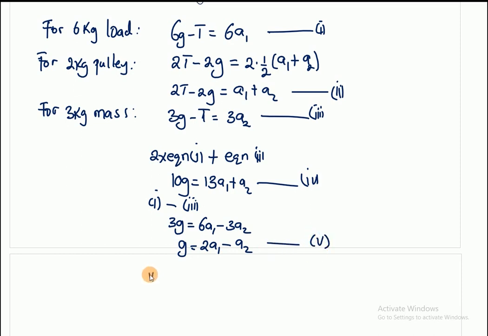Let us have equation 4, and we add to equation 5. There we shall be eliminating the value of A2. Left hand side, 10g plus g, that one is 11g, is equal to 15A2. And that way, the implication of that is that A2 is equal to 11 over 15 times g. This one is in meters per second squared.